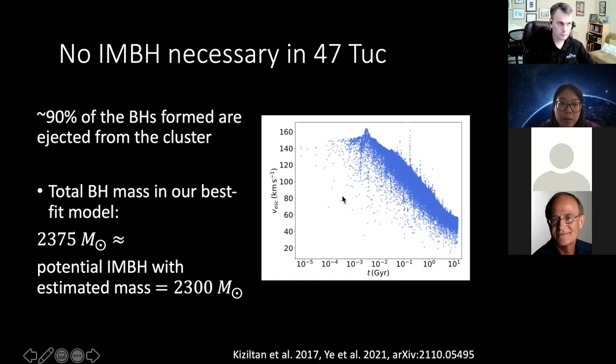But there are still more than 100 black holes. Actually, there are about 200 black holes left. And these 200 black holes have about 2,000 solar mass. So these are all stellar mass black holes retained in 47-Tuc at the present day. And if we combine this information with the result I showed previously, we can see that an intermediate mass black hole in 47-Tuc is not necessary, because a group of stellar mass black holes that have similar mass to a potential intermediate mass black hole can also explain the line of sight accelerations of pulsars, as I showed a few slides ago.